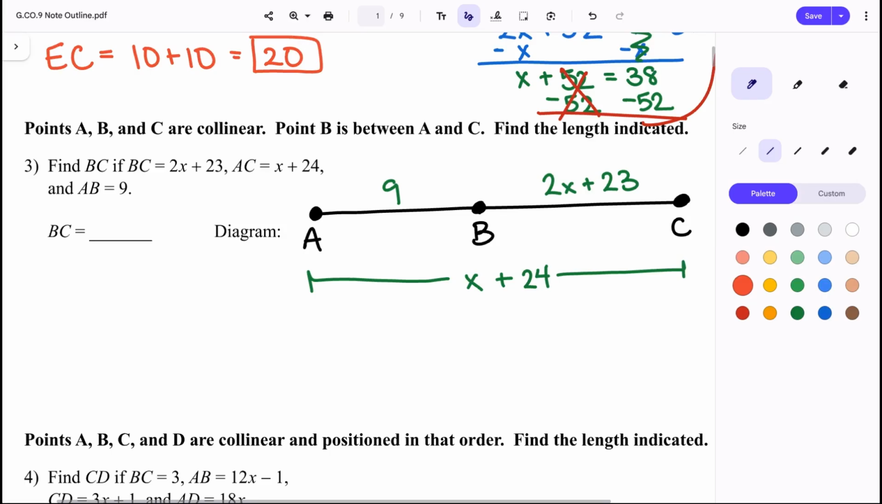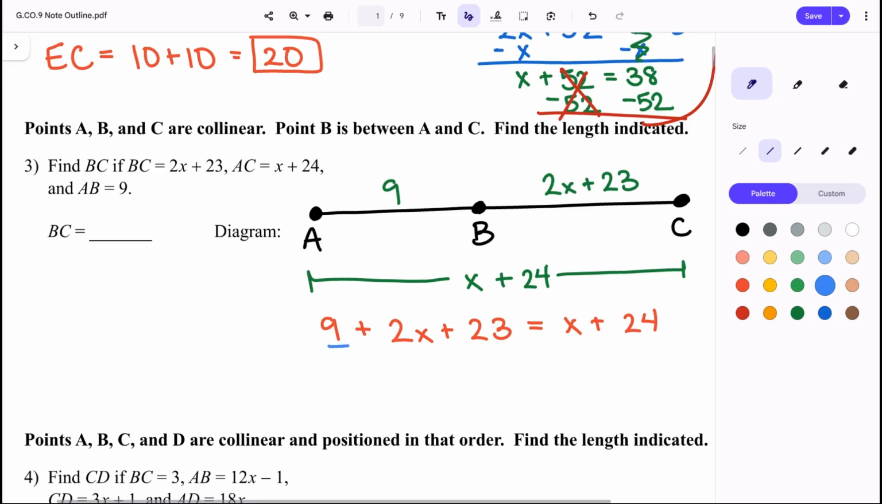We're going to have to add the smaller pieces, right? So we're going to add the 9 plus the 2x plus 23. And what are we setting that equal to? Good. The x plus 24, the whole thing. Okay. And now I'm going to combine like terms. So what can you guys put together?